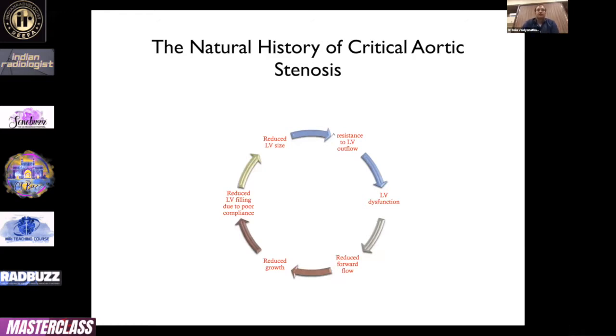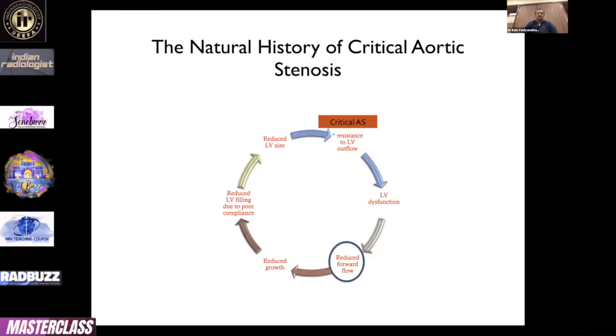This is the natural history of critical aortic stenosis. Whenever there is a critical aortic stenosis, there is an increased resistance to the LV outflow. This will lead to LV dysfunction. And because of the LV dysfunction, there will be reduced forward flow, and hence there will be reduced growth of the LV. Gradually this will go on as a vicious cycle. And as time moves on from early 20 weeks towards mid 20, late 20, 30 weeks, the left ventricle will start to shrink.